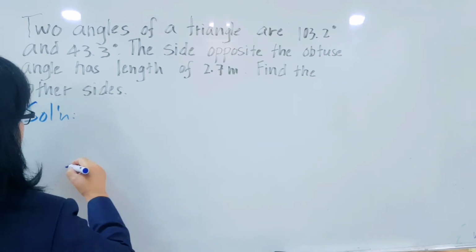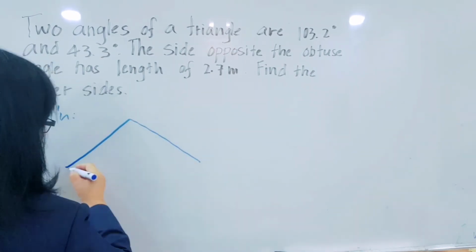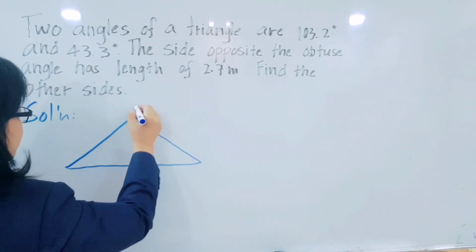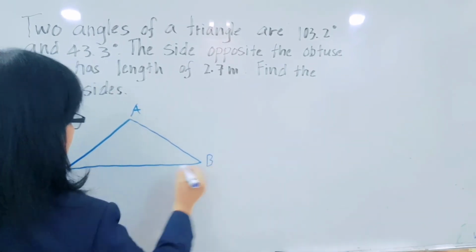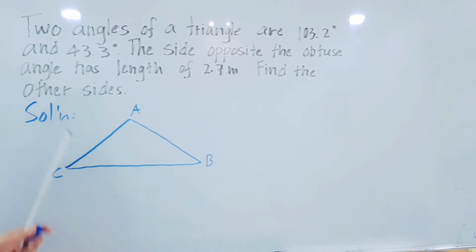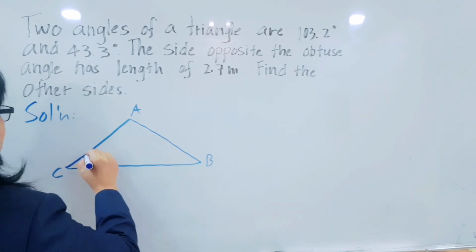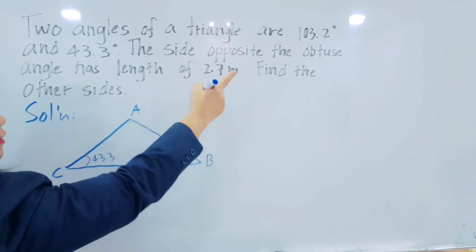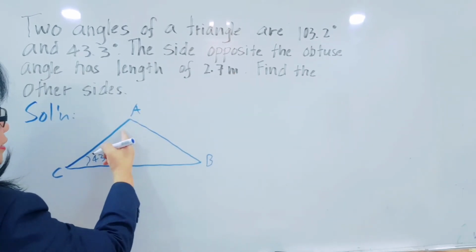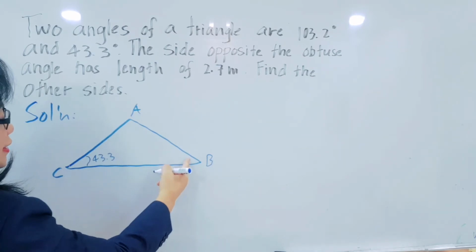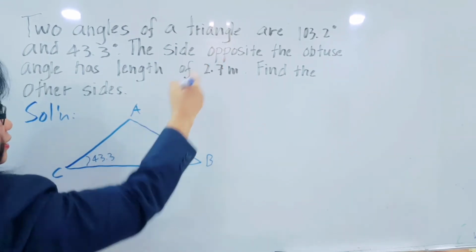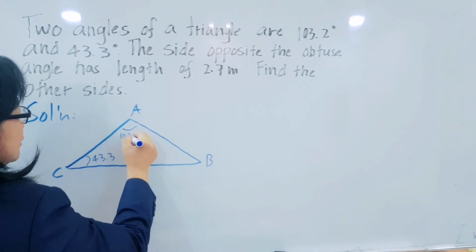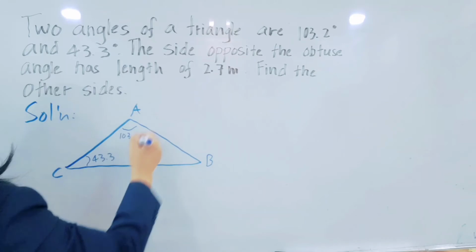Now, we have this triangle, for example. We have A, B, and C. Now, what is given here is two angles, 43.3 and 103.2. If this is 43.3, of course, this 103 is more than 90. So, obviously, this is the one, not this one. This is less than 90 degrees. This one is more than 90 degrees. Obviously, this is the 103.2. This is the given one.